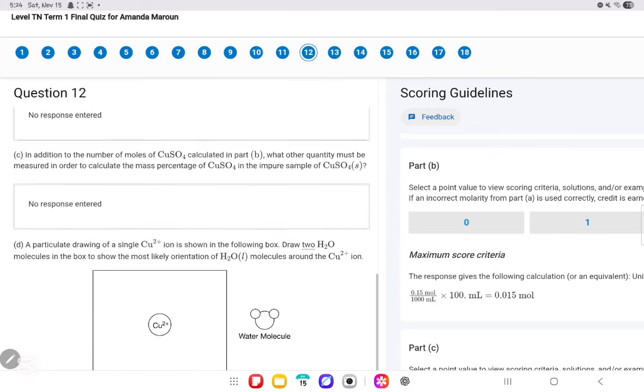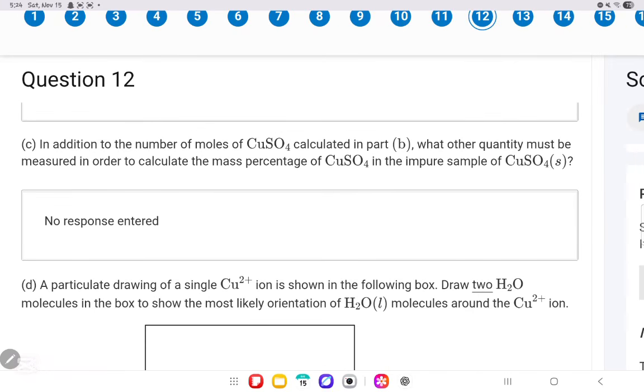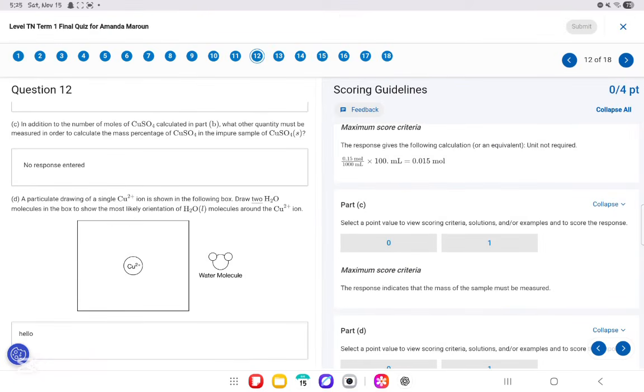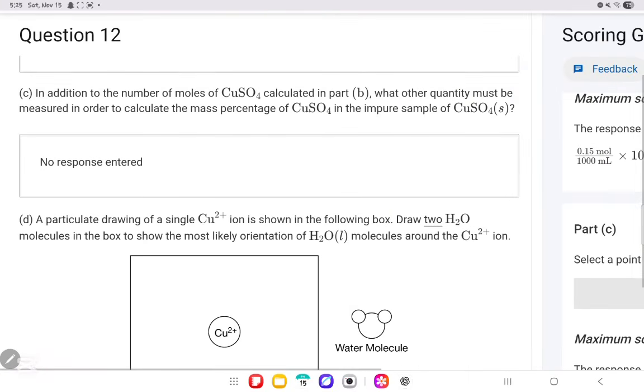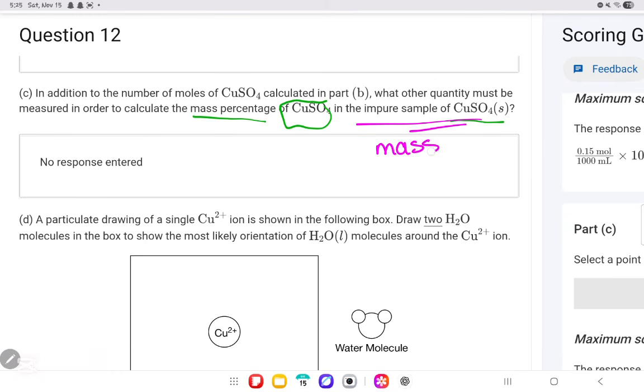What did they say in part C? In part C, they said, in addition to the number of moles of CuSO4 calculated in part B, what other quantity must be measured in order to calculate the mass percentage of CuSO4 in the impure sample of CuSO4? They want to find what? They want to find the mass percentage of CuSO4 in the impure sample of CuSO4. How do we find that? In order to find that, we would need to measure what? We would need to measure the mass of the impure sample.